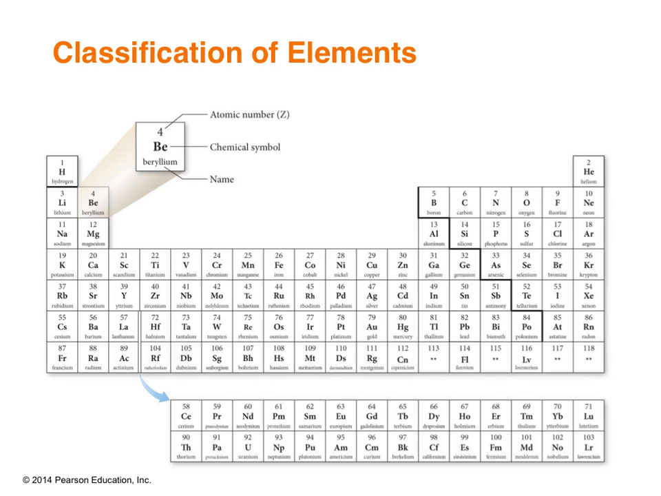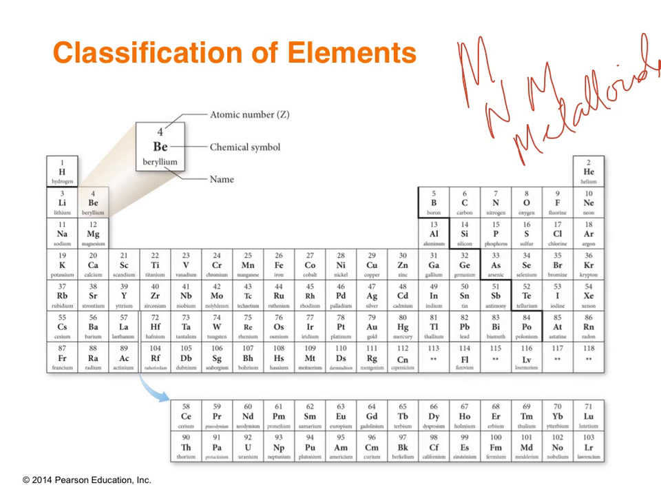The second method of classifying elements on the periodic table is to classify them as metals, non-metals and metalloids. Okay. Now, what are metals? Metals are good conductors of heat and electricity. They can be pounded into flat sheets. They can be drawn into wires. And these properties are known as malleability and ductility. Malleability means they can be made into sheets. Ductility means they can be drawn into wires.